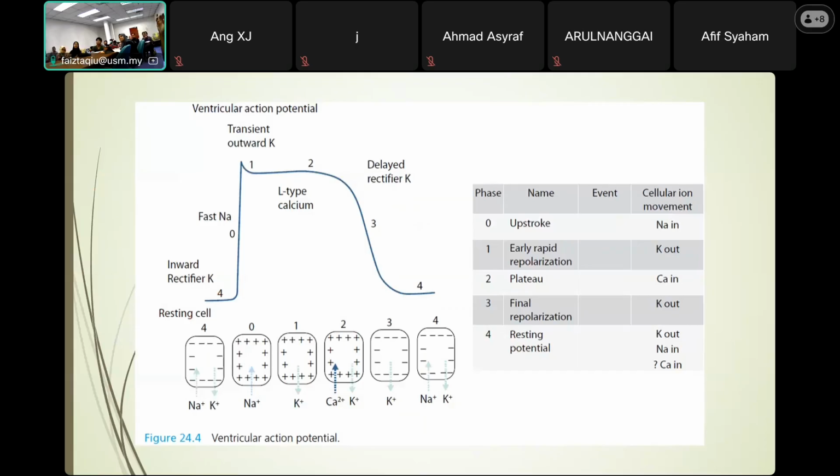So again, similar infographic as the pacemaker, but this is in terms of the ventricle. So we have our RMP, phase 4, we have our rapid depolarization, phase 0, we have the closing of the sodium channels, phase 1, the plateau phase, phase 2, we have the repolarization, phase 3, and back to phase 4.